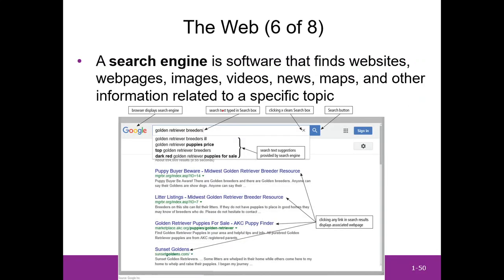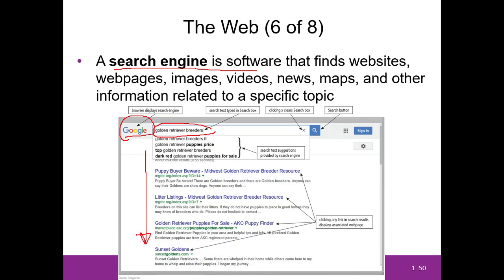And again, an important part of the web is the search engine. The web has become such a big library. The world wide web is so huge, there are billions of web pages, and it becomes very difficult to find relevant information. So that's why we use search engines. A search engine is software that finds websites, web pages, images, videos, news, anything that you are interested in. You enter your search query, and the search engine finds you the most relevant information according to that search query.